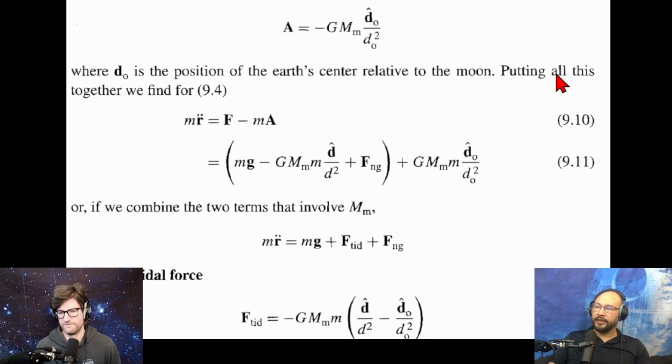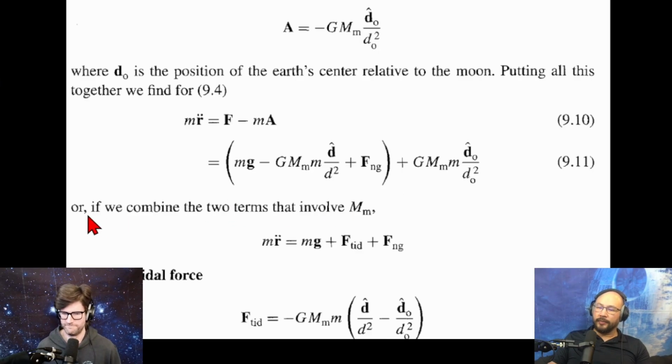Putting it all together, the acceleration for a small object is the gravitational force pulling towards the moon, plus any local stuff like buoyancy, drag, or whatever, plus this term, the acceleration of the entire Earth that you are sitting on. So that's the non-inertial acceleration, because we're standing on the Earth, going around the moon.